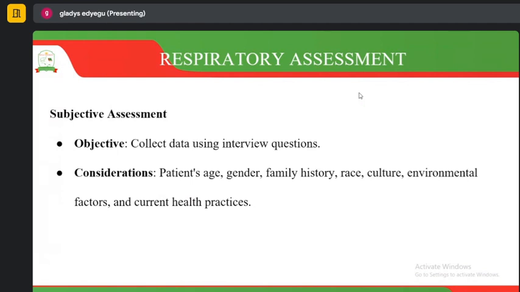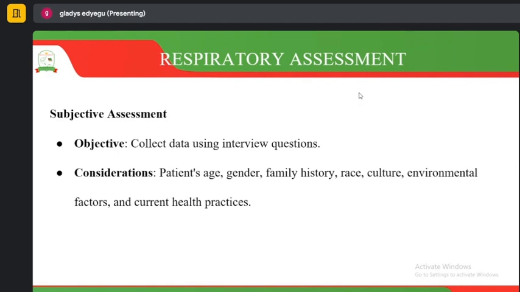So basically, when you look at the subjective data, we have to collect the data using the interview questions, and the data that we collect is basically how the patient will respond to us. And this one is us ourselves who are going to collect this data based on the questions that we are going to ask from our patients, and depending on how they have presented to us.